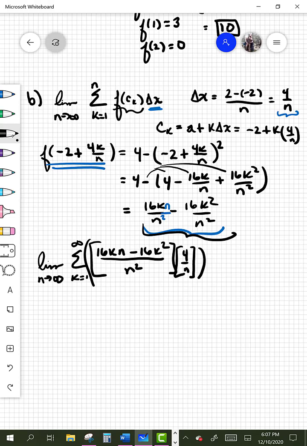So we can pull out anything in front of that summation that doesn't have a term of k. I notice right here that we can pull out this n squared times this n, so we can pull out an n cubed in front of that summation. We need to bring down the limit.